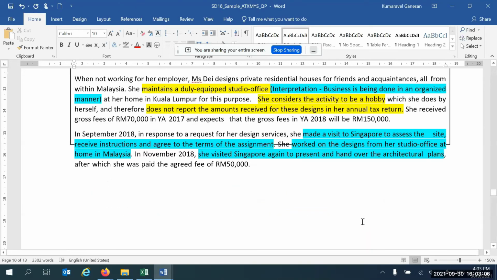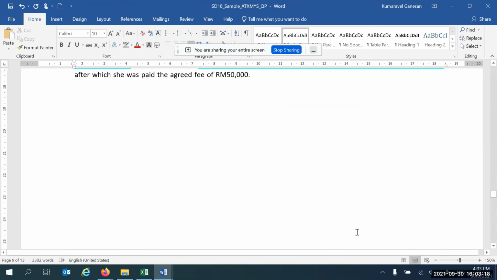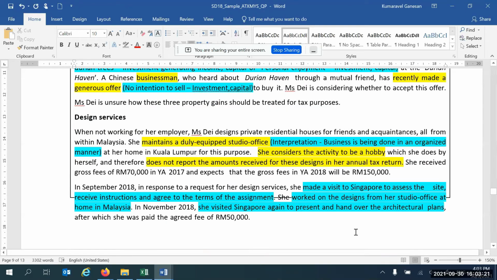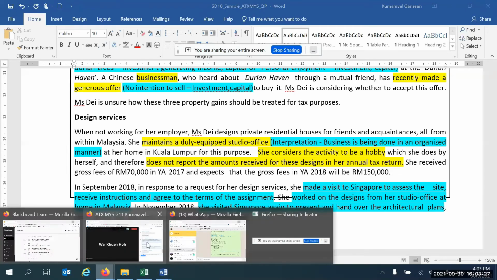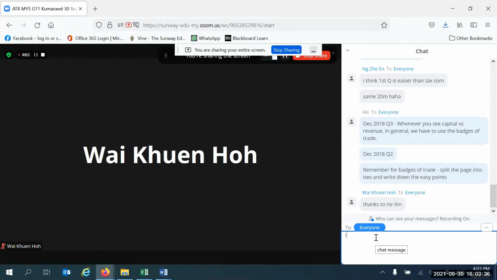Okay, so how will I classify it as business income? Because now, this is actually in the first paragraph, the second paragraph is already Singapore. Okay, now, we come back here. So, hobby, is it part of business income?